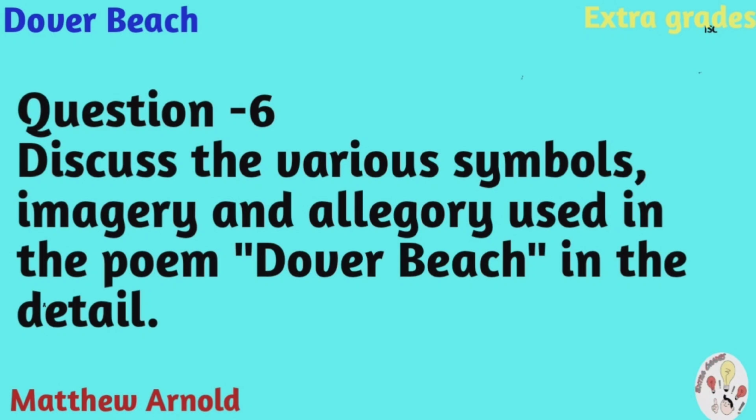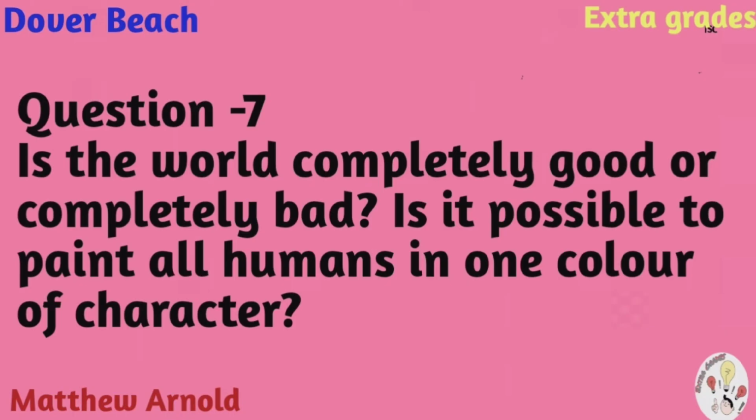So my next question is question number 7. The question is: is the world completely good or completely bad? Is it possible to paint all humans in one color of character? The answer to this question is: Dover Beach is a poem with a complete portrayal of society. Through this poem, the poet has represented the Victorian period as a whole, the tone and mood of the society then.